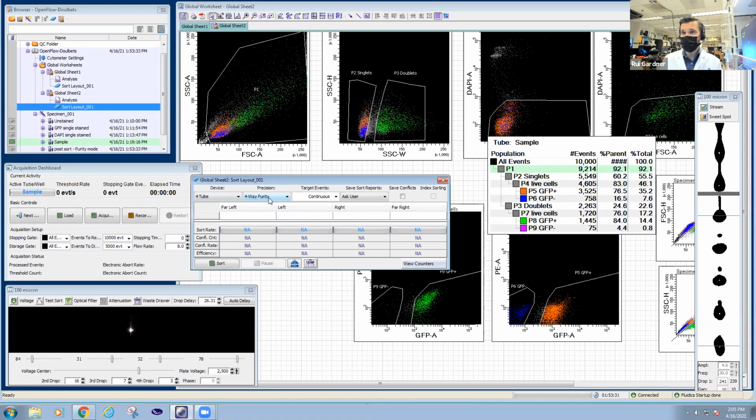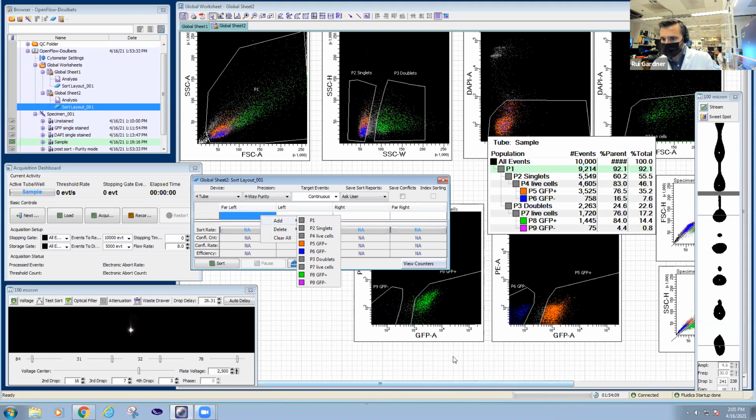And in this case, we use 4-way purity because it's a more efficient precision mode when you're sorting 4 populations. Because remember, it has to charge and uncharge all of these different drops depending on the cells. So if we're using purity mode, it's trying to sort the second drop if there's no contaminant. So you would have many more aborts if that was the case. And also you have more fanning. I won't go into details, but you would have a little bit more fanning in that case because it's trying to charge more drops.